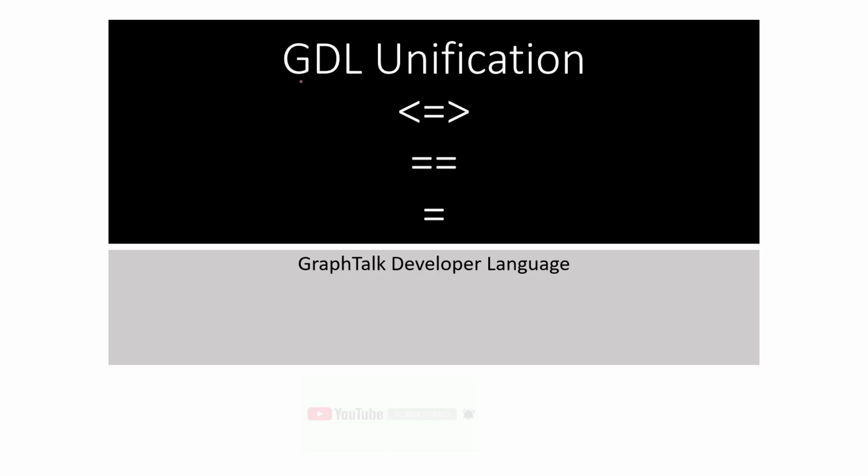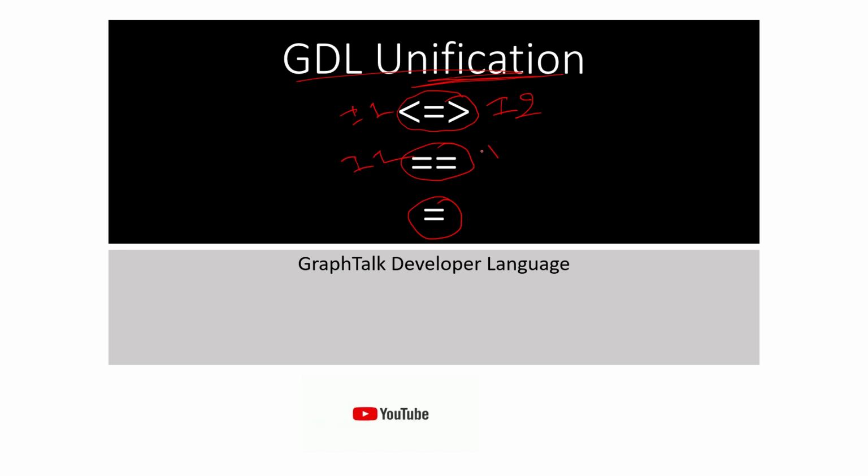Today we will discuss JDL unification. What is unification? Unification is a mechanism in which we have two items, item 1 and item 2, and these are the operators which perform the unification. Like we have item 1, item 2, item 1, item 2. So these are the unification operators which perform the unification.